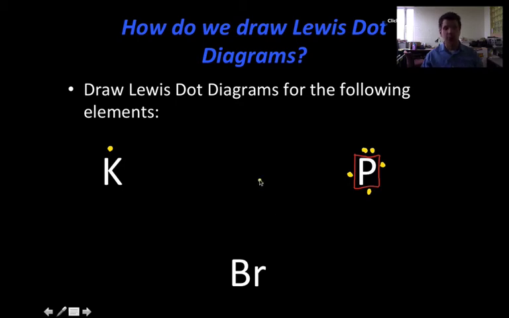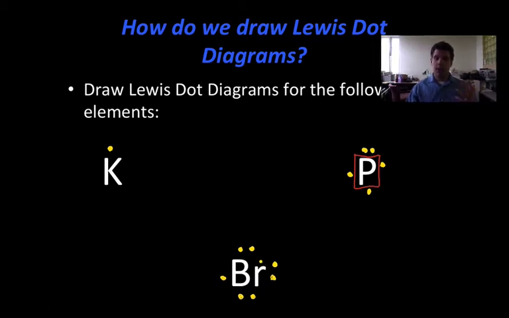Bromine's our last one. Bromine's in the 7th column, and so we'll do the same process over again, except we need 7 dots this time. We'll start at the top, do 1 here, then we go to the next side, 1 here, that's 2, 3, 4, back up top, 5, 6, and 7. So that's our dot symbol for bromine.